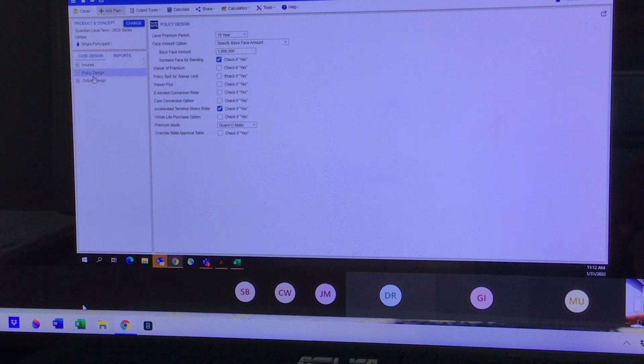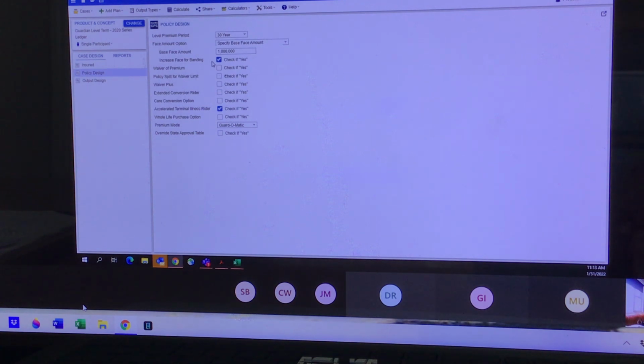Face amount option. We can either choose to do a base face amount. So that's if I know I want $250,000, $500,000, $1 million of death benefit. That's where I would choose that. Or on the other hand, if I know I want to spend $10,000 a year, how much death benefit can that 10K get me? In this case, we'll just specify base face amount and $1 million.